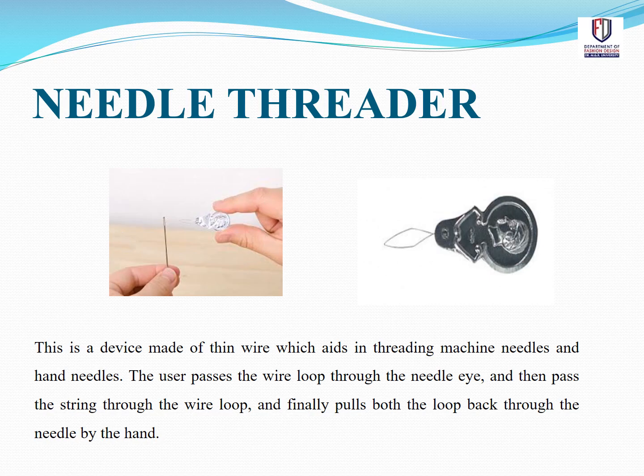Needle threader. This is a device made of thin wire which aids in threading machine needles and hand needles. The user passes the wire loop through the needle eye and then passes the thread through the wire loop and finally pulls both the loop back through the needle by hand.